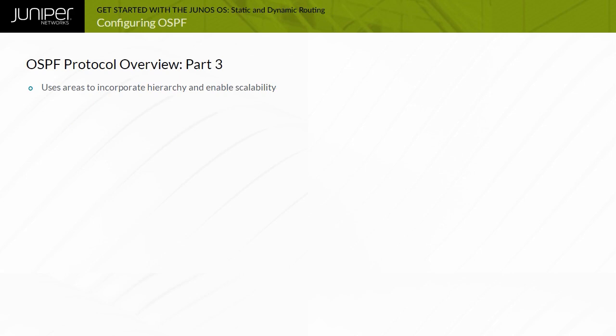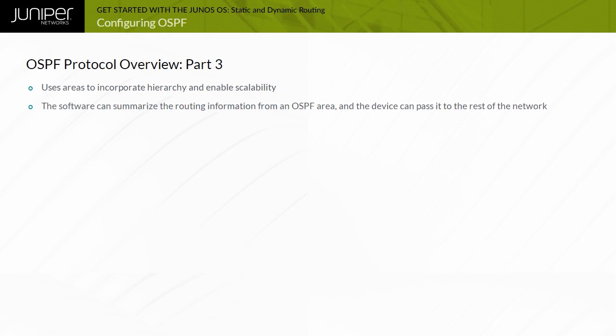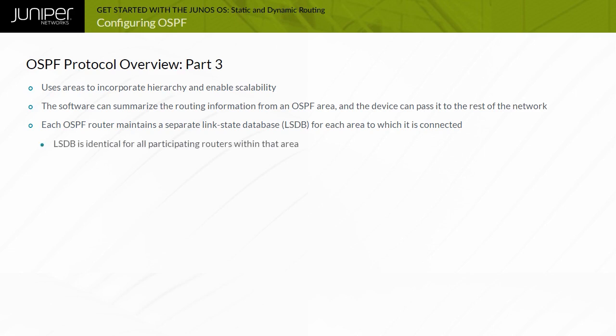OSPF uses areas to enable a hierarchical organization and to facilitate scalability. An OSPF area is a logical group of routers. The software can summarize the routing information from an OSPF area, and the device can pass it to the rest of the network. Areas can reduce the size of the LSDB on an individual router. Each OSPF router maintains a separate LSDB for each area to which it is connected. The LSDB for a given area is identical for all participating routers within that area.